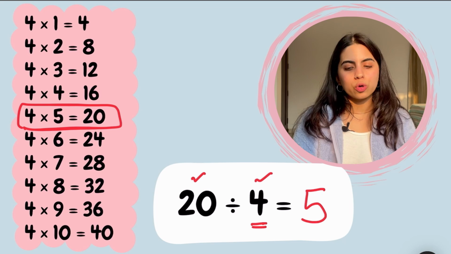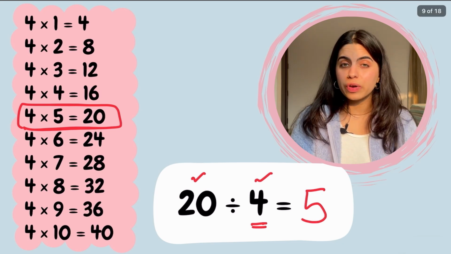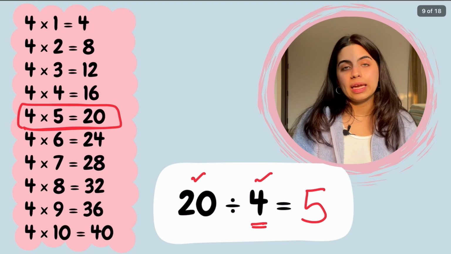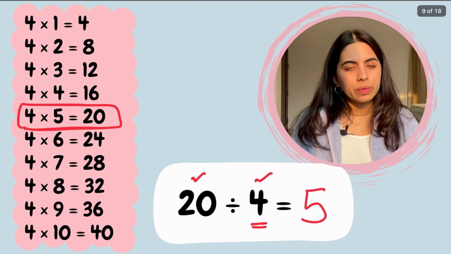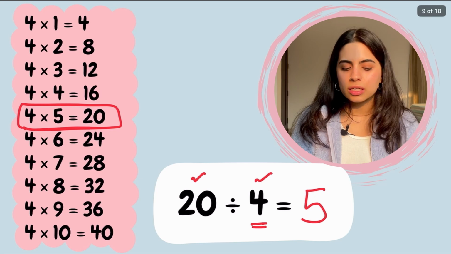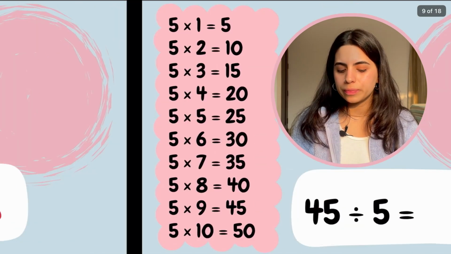5 is the quotient here. That was easy. I hope you've understood the concept behind it. Let me give you one more question. Remember, pause the video, solve the question. Once you have your answer, resume the video and recheck whether you've got the same answer.